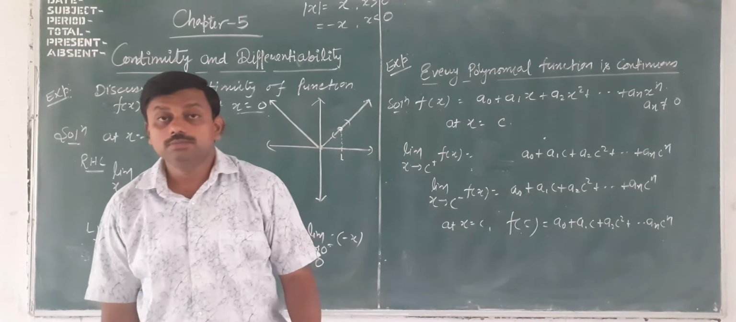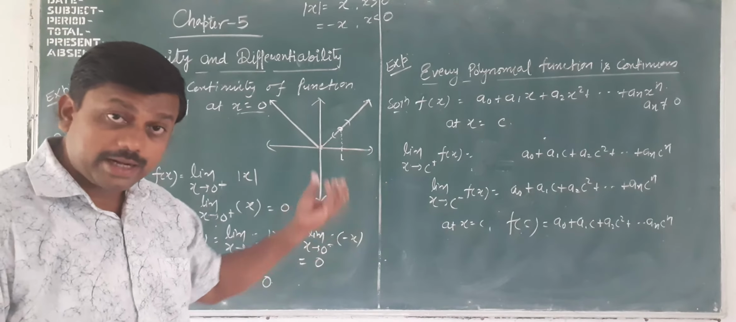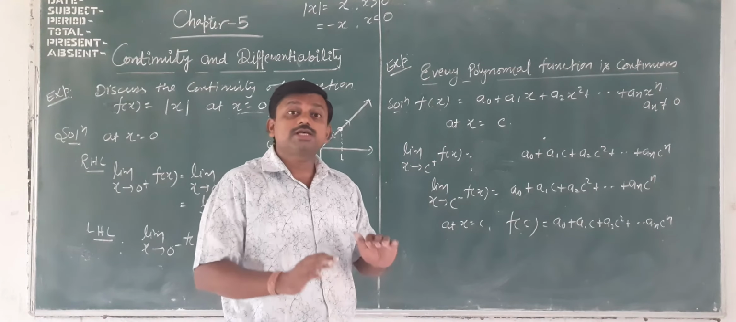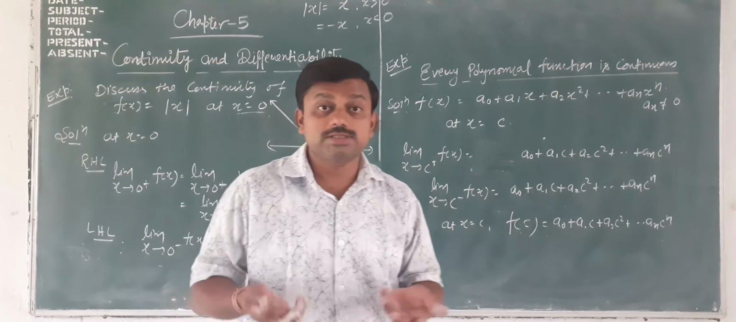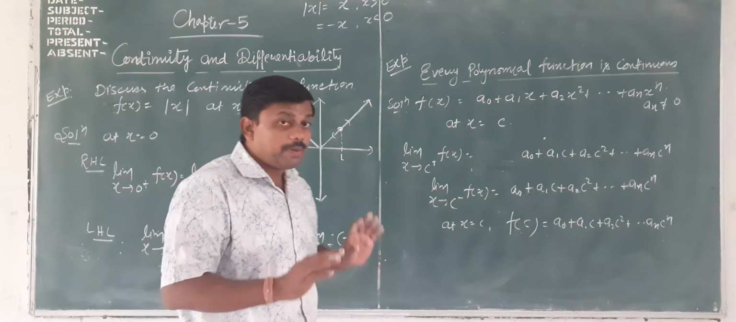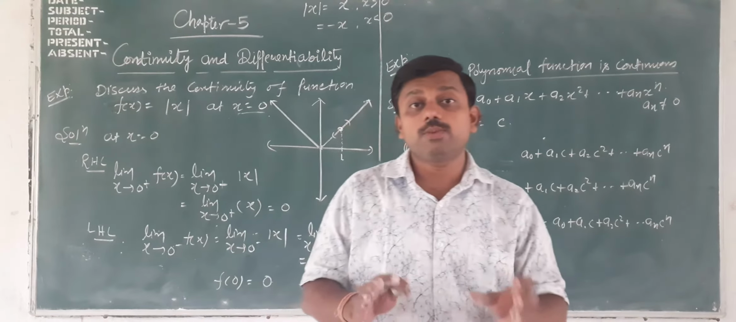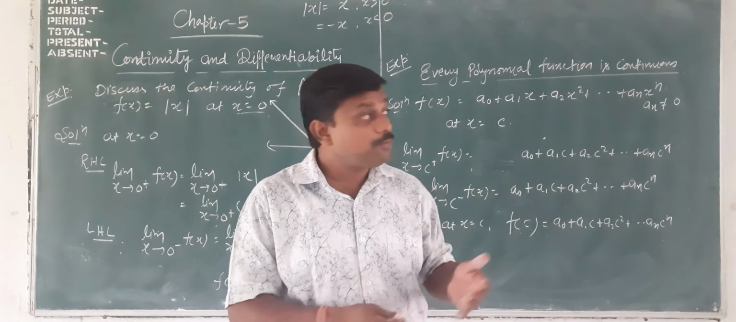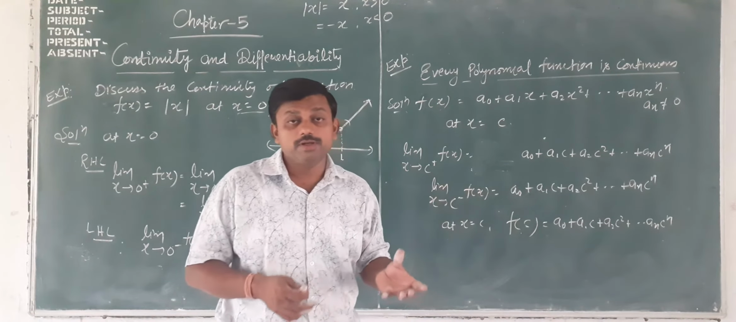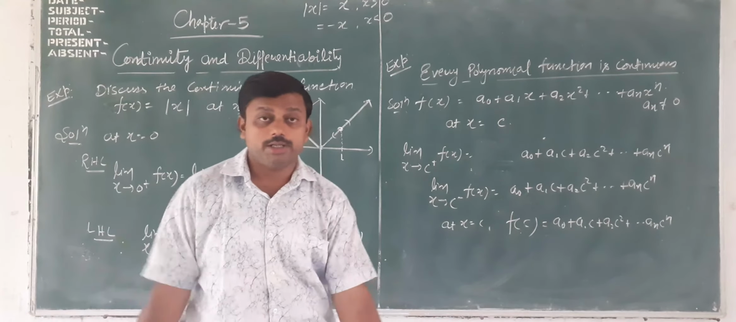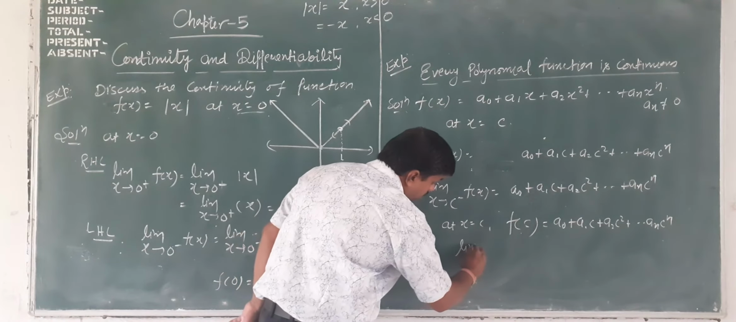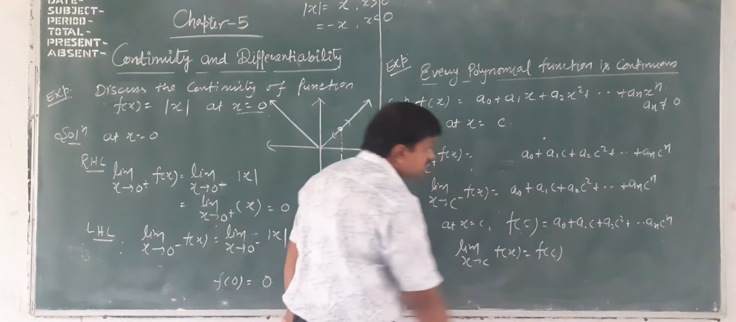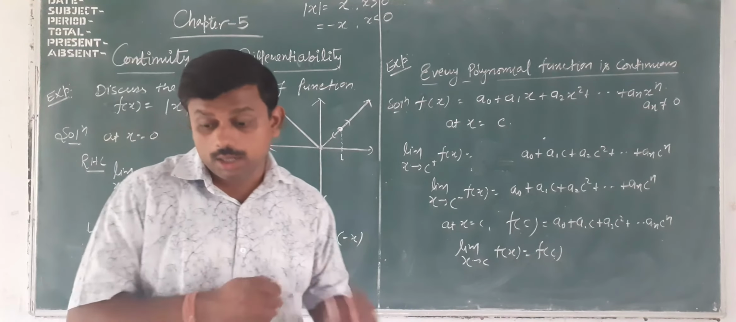इसका मतलब ये हो गया कि लेफ्ट हैंड लिमिट ऑफ द फंक्शन एट सी, राइट हैंड लिमिट ऑफ द फंक्शन एट सी एंड एट एक्स इक्वल टू सी। सी यानी आर्बिट्रेरी पॉइंट। इसका मतलब हर पॉइंट पे पॉलिनोमियल फंक्शन कंटिन्यूअस होता है। तो अब अगर हमको कोई भी क्वेश्चन मिलता है और उस फंक्शन में अगर वो पॉलिनोमियल है तो हम सिंपली लिख सकते हैं बाय द हेल्प ऑफ थ्योरम, बाय हेल्प ऑफ एग्जांपल कि एवरी पॉलिनोमियल फंक्शन इज ए कंटिन्यूअस फंक्शन। It means limit x tending to c f(x) equal to f(c), hence every polynomial function is a continuous function.